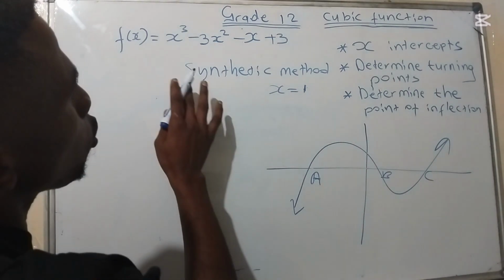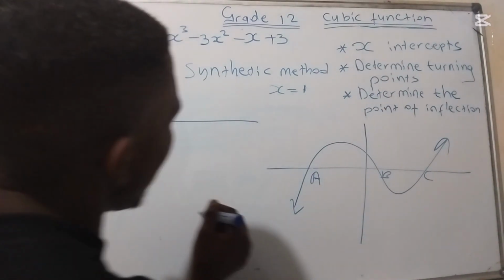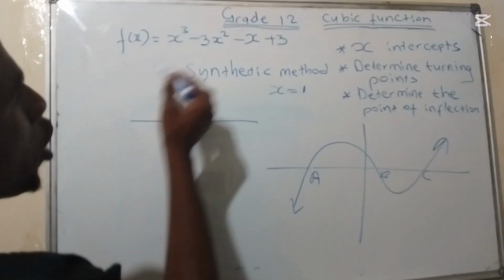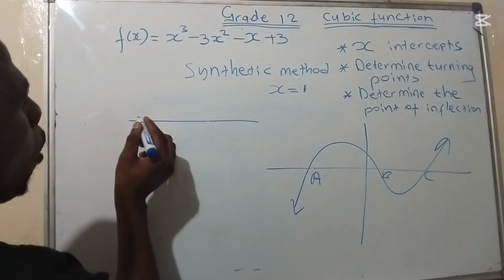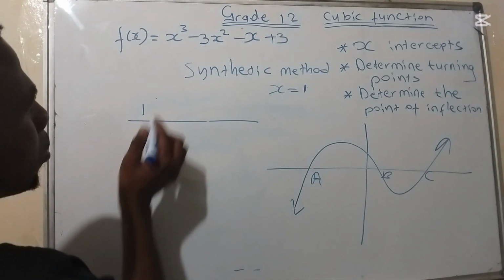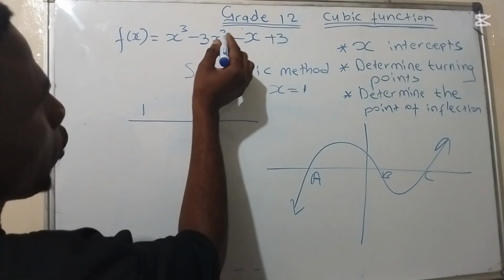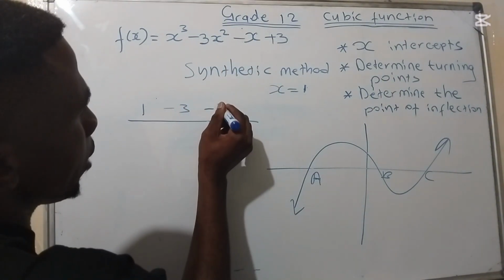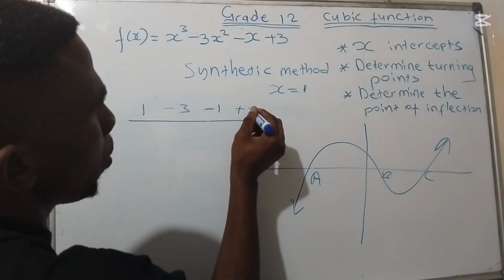In order to apply that method, you just need to put your line. Then after putting your line, you just need to put the coefficients. The coefficient of x cubed is 1. The coefficient of x squared is negative 3. What about the coefficient of x? It's negative 1. What about the constant? The constant is positive 3.